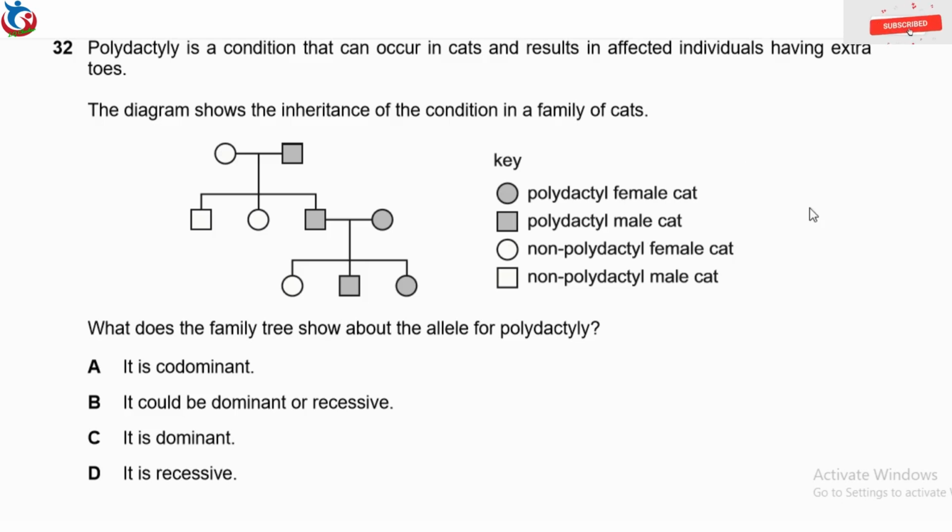What does this family tree show about the allele for polydactyly? You can see that once the trait is present, it always appears. It appears in this generation. It still appears in this generation. With this, you can see that it is dominant. It is expressed across the generations. So it is not co-dominance. It could be dominant or recessive. Is it recessive? No, it is rather dominant because it keeps expressing itself across the generations.